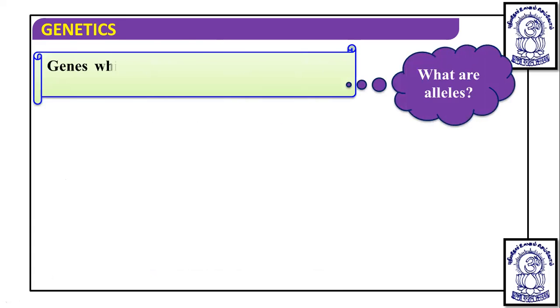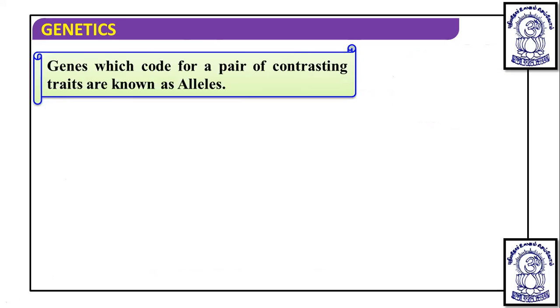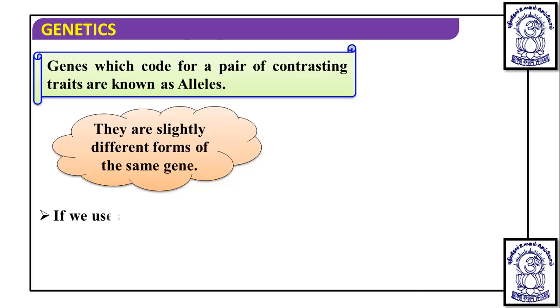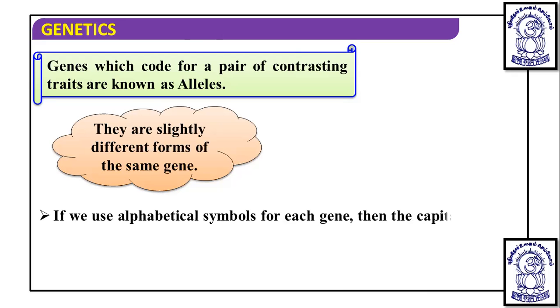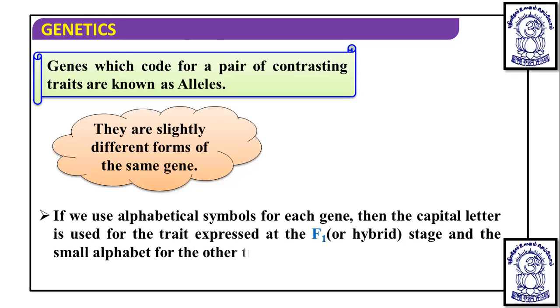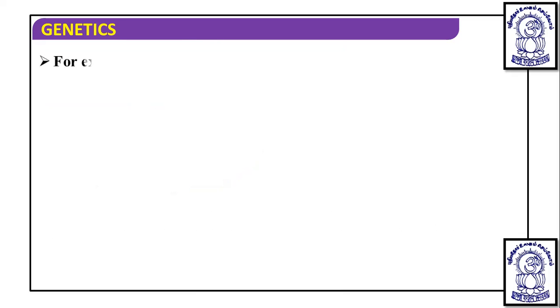What are alleles? That also we have discussed. Genes which code for a pair of parent contrasting traits are called alleles. They are slightly different forms of the same gene. If we use an alphabetical symbol for each gene, then the capital letter is used for the trait expressed at the F1 or hybrid stage, and the small alphabet for the other trait. Whichever trait gets expressed in the F1 according to the law of dominance is the dominant trait, and the particular trait which is not expressed in the F1 is the recessive trait.